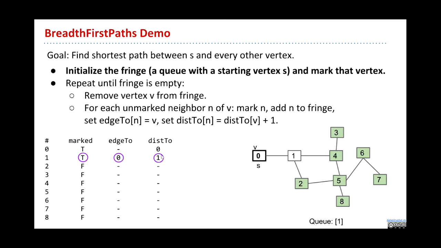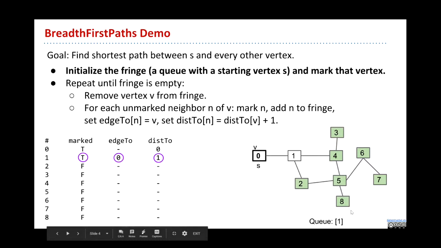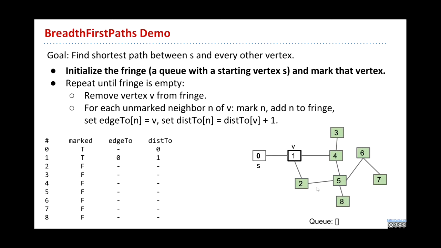I'm going to do a couple more before I take questions. So next, on the queue, what's on the queue right now? 1. So we remove it from the fringe, and I don't know why the first line's bolded, but hey. So now we've removed this from the fringe, and then what we're going to do is consider all of this vertex's neighbors. So 0 is already marked, and 2 and 4, you'll notice, are unmarked. So what do we do with those? What's going to change over here? Marked. What else?